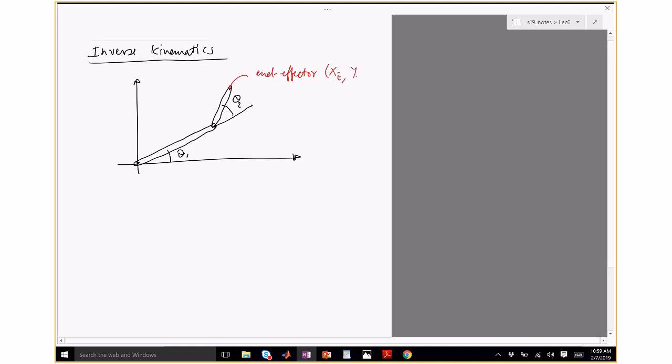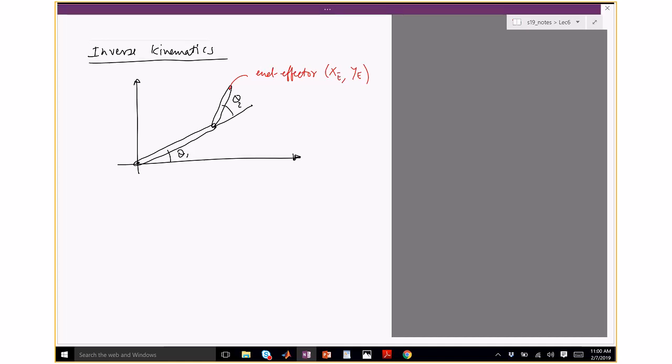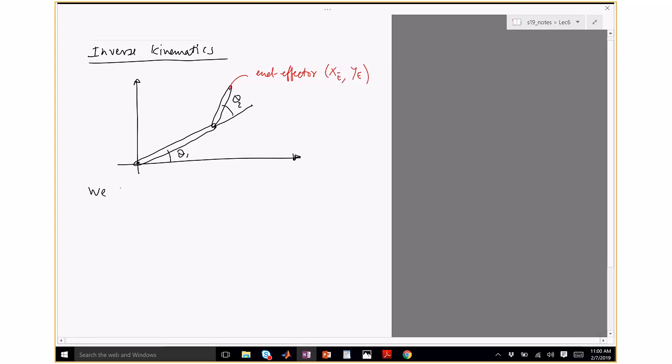Okay, the end effector, this is where you'll attach the pen, say if you want to draw. Let's call the end effector position xe, ye. We've derived the formula for xe, ye. So we've seen that xe is L1 cosine theta 1 plus L2 cosine of theta 1 plus theta 2.